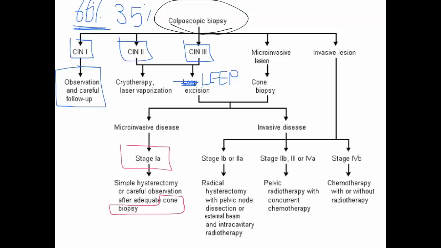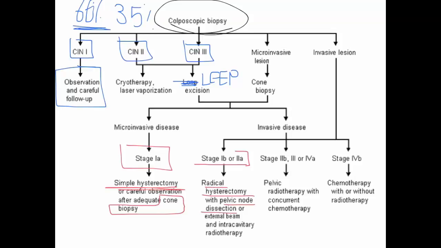Okay, and if the cone biopsy is not enough and we found cancer cells on the margins, we do simple hysterectomy. Okay, if we have stage 1B, which is basically confined to the cervix, but more than 5 millimeters, or it reaches the upper 2/3 of the vagina, we do radical hysterectomy with pelvic node dissection. Okay, very important. Radical hysterectomy with pelvic node dissection.